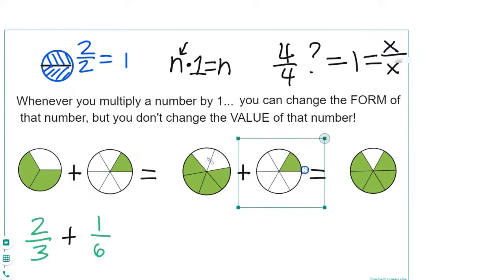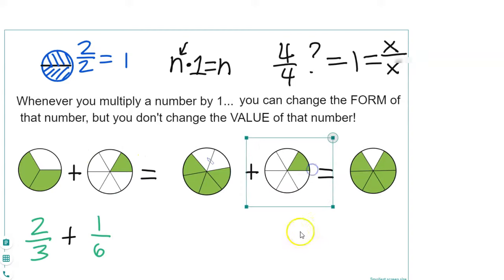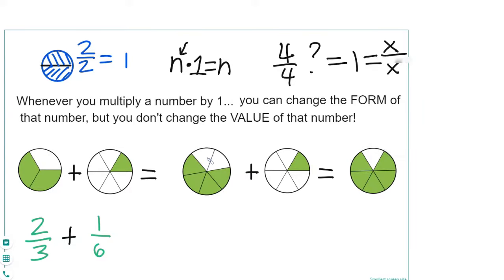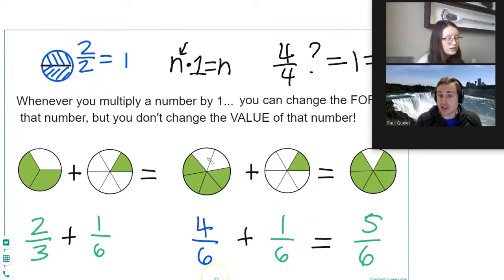Because look at this. We can now add. Do you see that? We can now add 4/6, which is what we took time to come up with. That's 4 over 6, right? Yeah. Now we can finally add that to 1 over 6. And then what do we get? 5 over 6. Does that make sense to you?